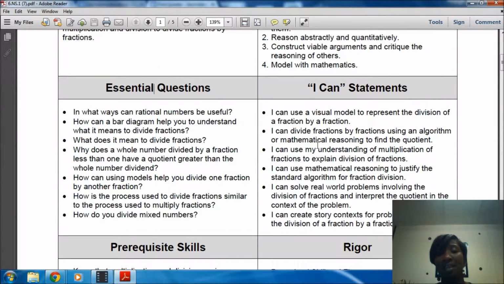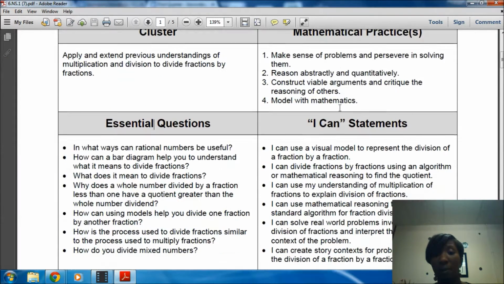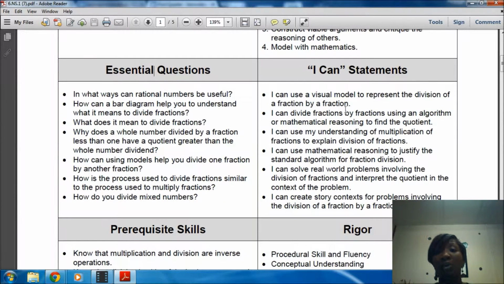Now, these I can statements are the what. This is what they're learning. If we go back to the actual way the standard is written, sometimes it has a lot of words that may not be as easily understood in this format. But these I can statements break down what the learning should consist of.